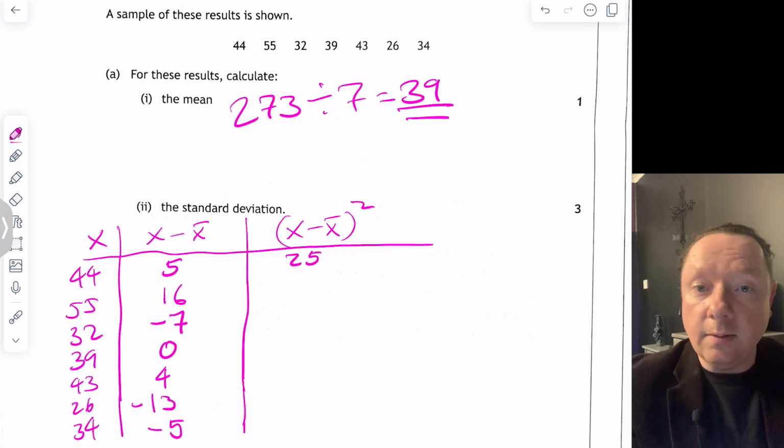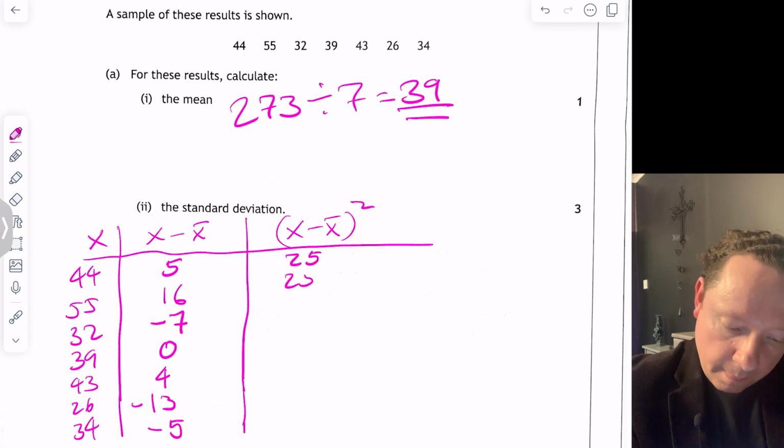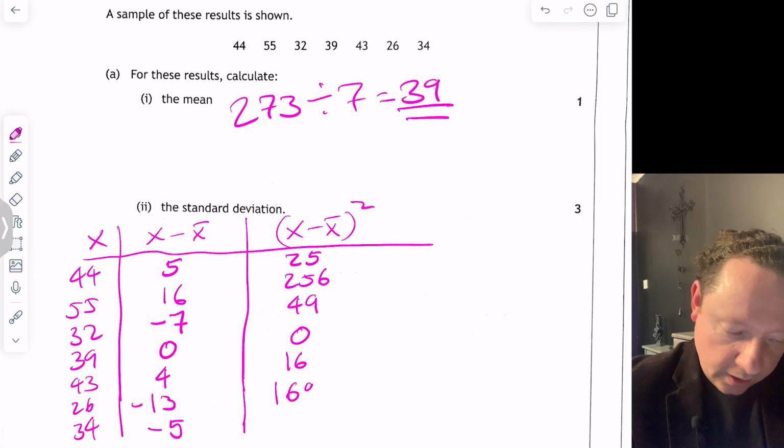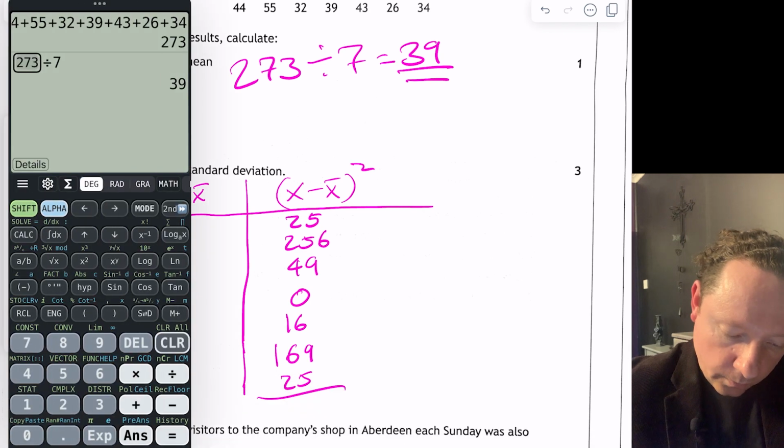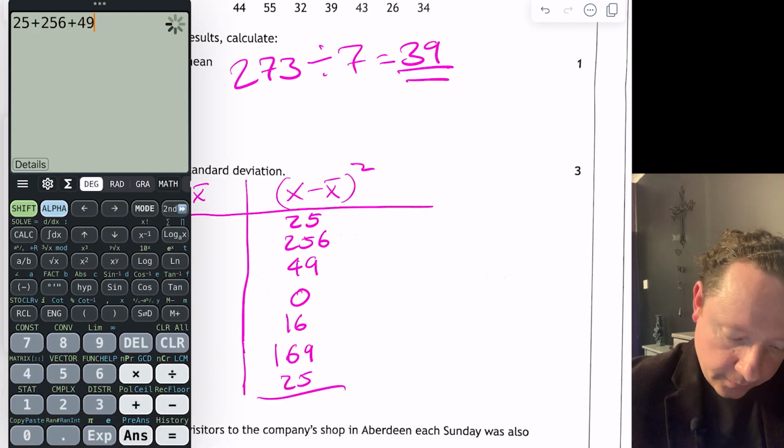You do 16 times 16, you get 256. You do 7 times 7 is 49, ignoring the minuses. 0, 4 4s is 16, 13 13s is 169, I believe, and 5 5s are 25. And you get a total at the end. So, what's our total? 25, 256, 49, 16, 169, 25 is 540.